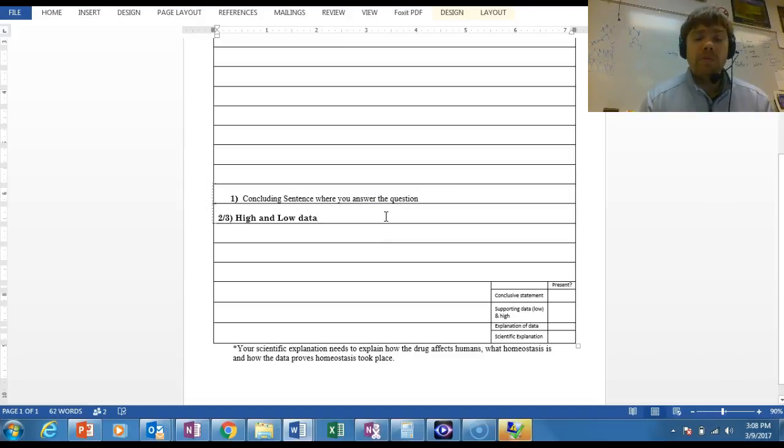You're going to want to, for each one, say which of the drugs, and make sure you have the number data as far as how many minutes, how many seconds. Then in your fourth sentence, it's going to say, similar to what it says right down here, explanation of data. But the easiest way to get that point again is the difference between high and low data.